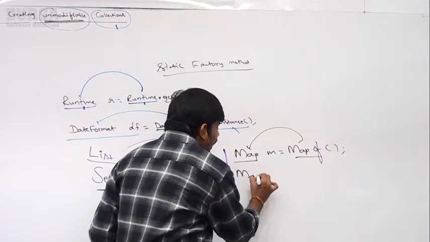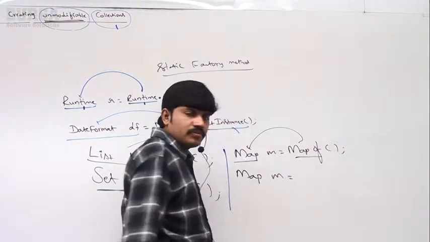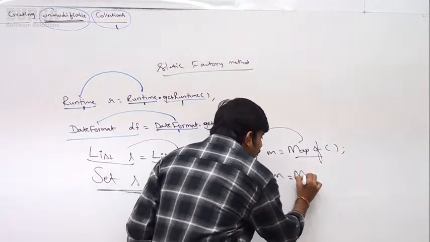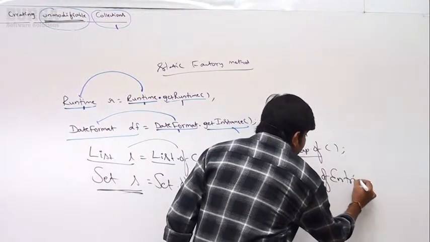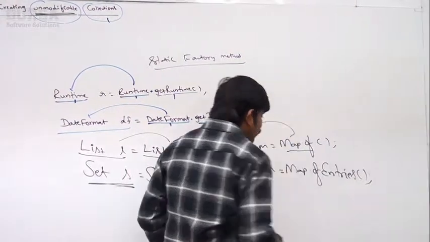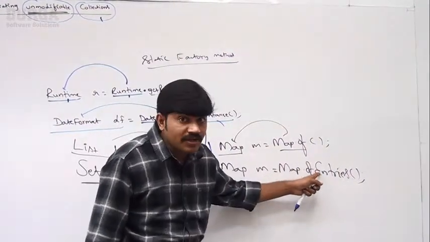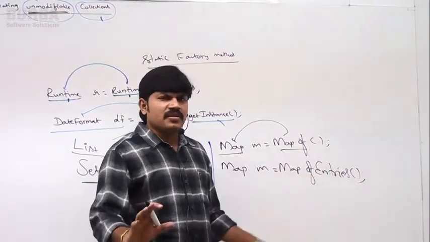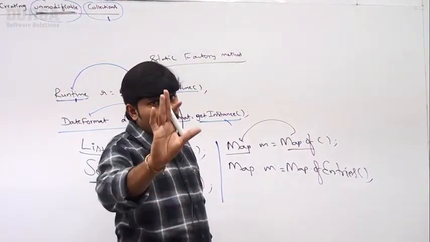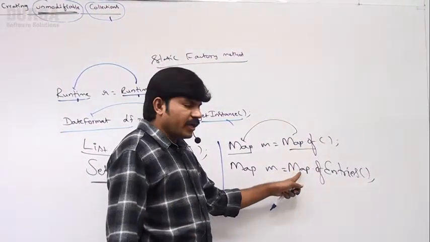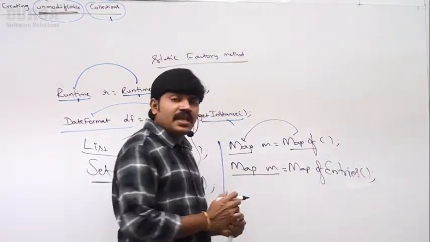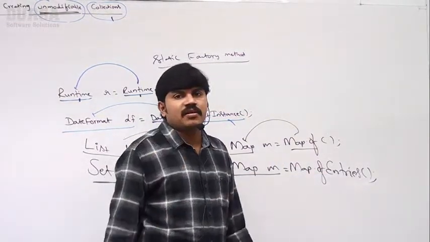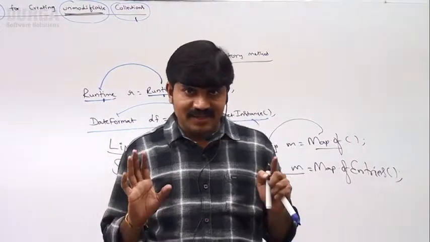Similarly, Map m is equal to Map.ofEntries. Are you getting that? Map.ofEntries is one method. We were never aware of this, but don't worry, we will discuss in detail. By using the interface name, I'm calling a method, and that method returns the same type of object. Such a type of method is called a factory method. Clear for all of you, right?